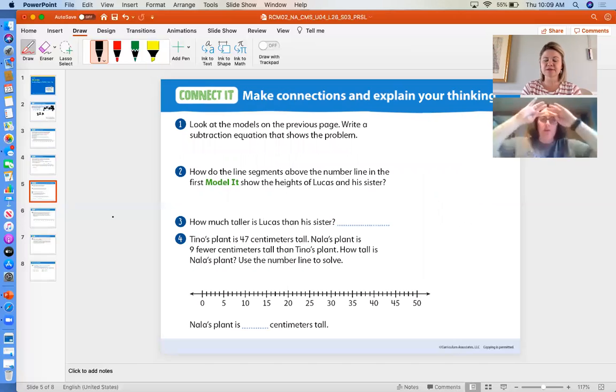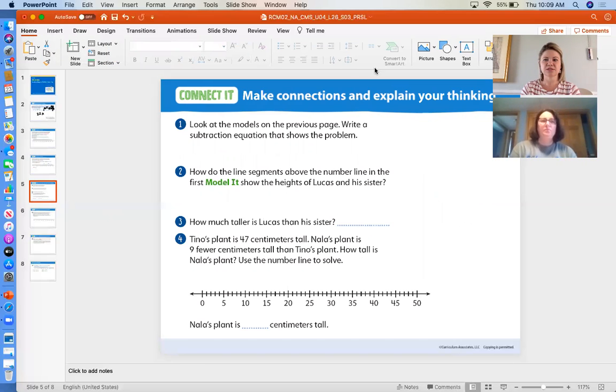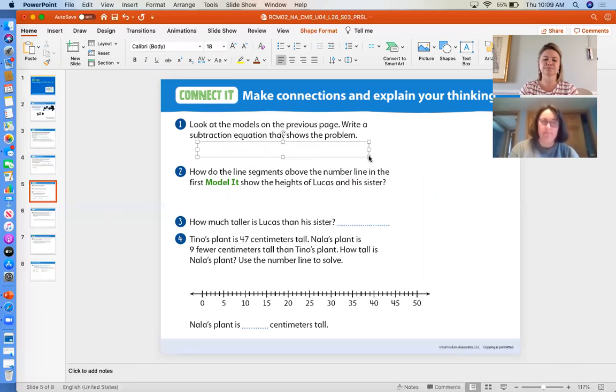Look at the models on the previous page. Write a subtraction equation that shows the problem. Okay. So we want to know what the subtraction problem was for this, right? Right. So tell me, did we know the big number? Yep, 49.